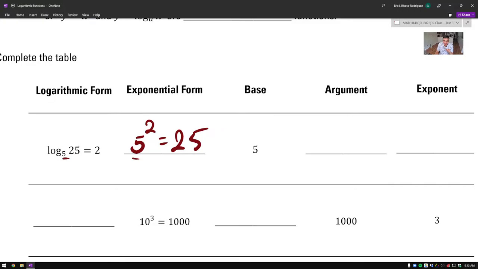The base for both forms, the logarithmic function and the exponential function, is the same, it's 5. The argument is the expression that the logarithmic function is evaluating. In this case, the logarithmic function is evaluating the number 25. So that's the argument. And the exponent is going to be the output of the logarithmic function, or the power in the exponential form. So the exponent is 2, okay?